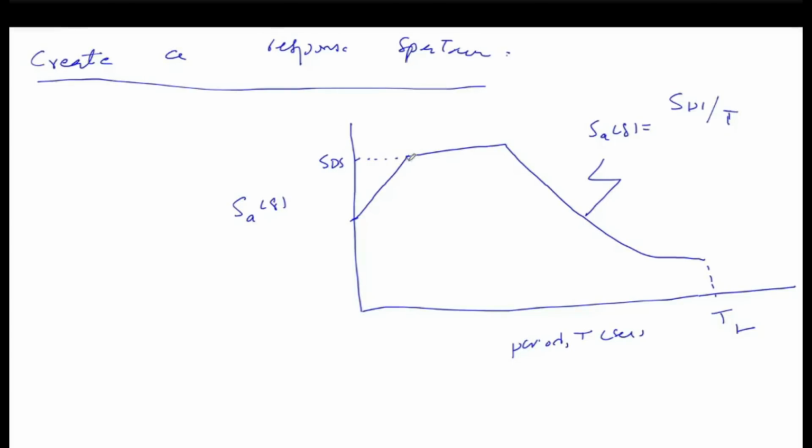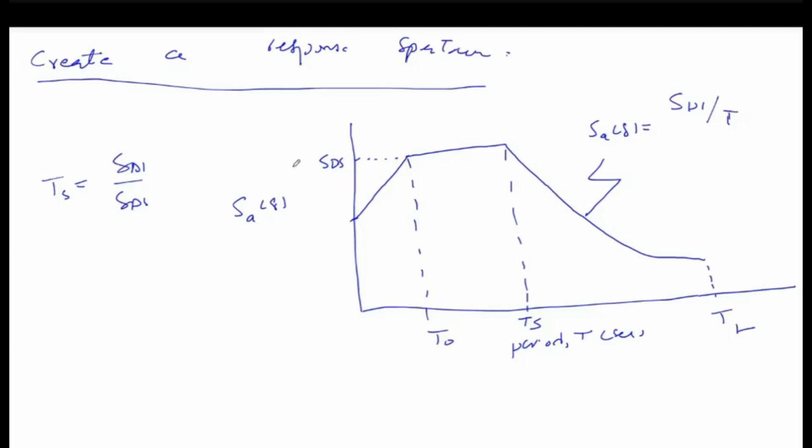The vibration periods for these: the start of the horizontal plateau and the end of the plateau are the corner periods. This is represented by TS, and this is represented by T naught. So TS is equal to SD1 divided by SDS.